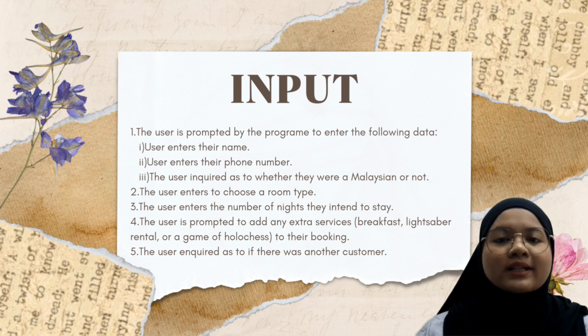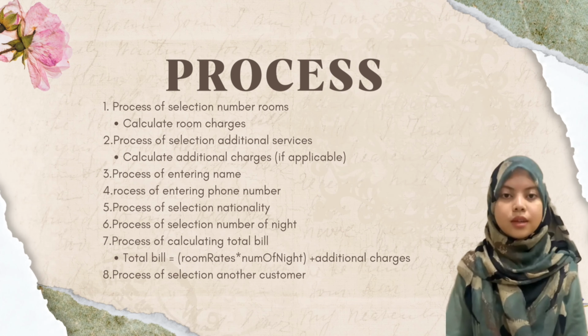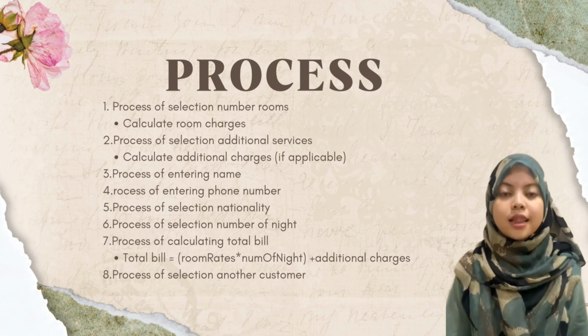Fourth, the user is prompted to add any extra service such as breakfast, lightsaber rental, or a game of Holy Chess to their booking. Lastly, the user is asked if there is another customer. Next, I'll be talking about process. The first one will be process of selection number of rooms.